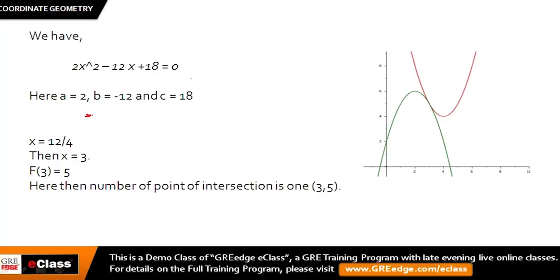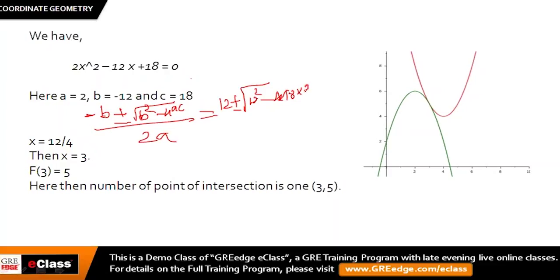So this is going to be minus b plus or minus square root of b square minus 4ac, all divided by 2a. Right? So this is the formula to calculate the roots of the quadratic equation. So what is b? Minus 12. So minus of minus 12 becomes plus 12 plus or minus square root of, what is b square? So that is going to be 12 square minus 4 into 18 into 2. This would give you the answer for this.